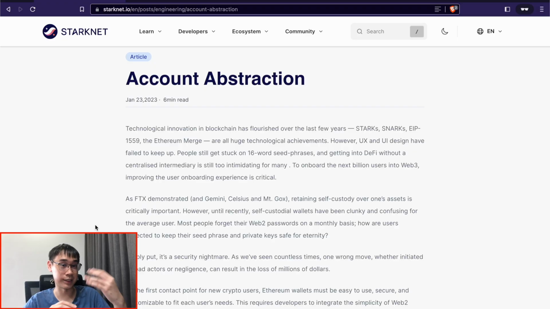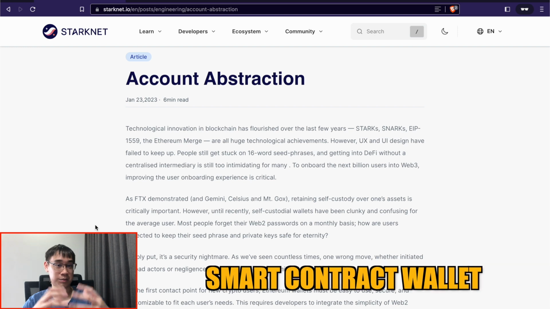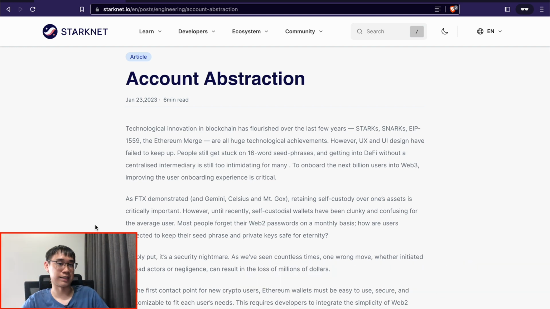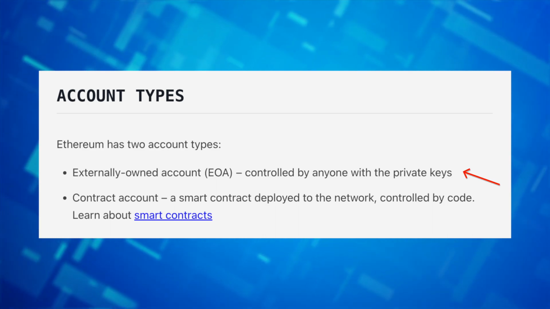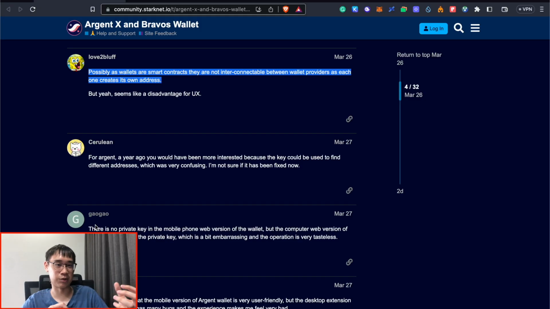StarkNET has this interesting feature known as account abstraction, where your wallets are created as a smart contract wallet as compared to the likes of MetaMask and Trust Wallet, where they are known as externally owned accounts or EOA wallets. This was supposed to bring about a better user experience, as it now gives the wallet some smart contract capabilities. But right now it seems to be more of a disadvantage, because if you are expecting to have the same account on both of these wallet providers, it is not actually possible to do so.